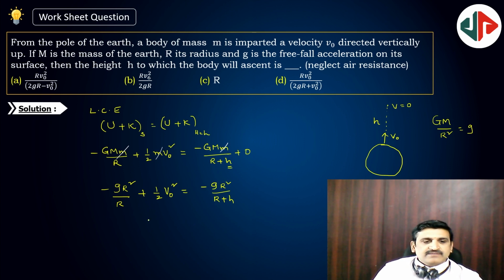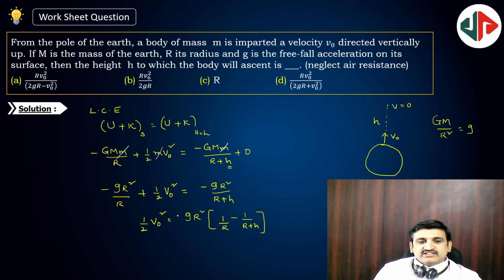Now, the similar terms on one side: 1 by 2 v naught square is equal to gR square of 1 by R minus 1 by R plus H. And here also R is there. Why shouldn't I cut R here? It will be better. Again R will come, so I can write here R only.